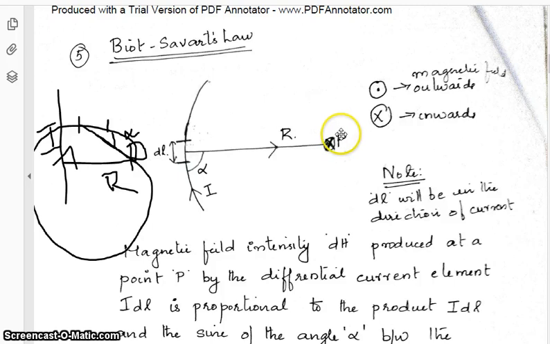And listen, here at P I have marked a cross mark. That means the magnetic field is acting inwards. If I have put a dot instead of this cross, then that means the magnetic field is pointing upwards.